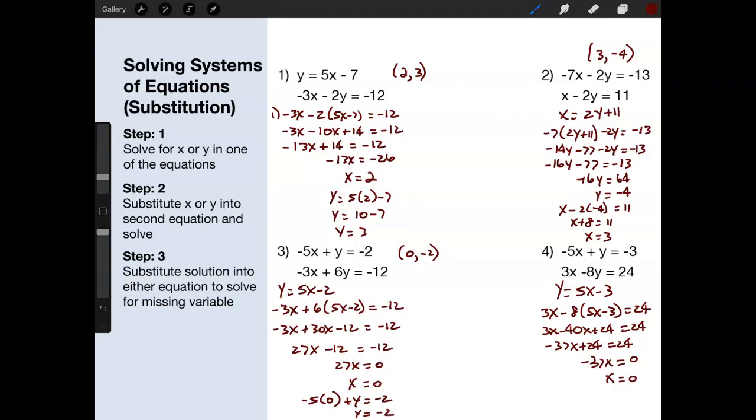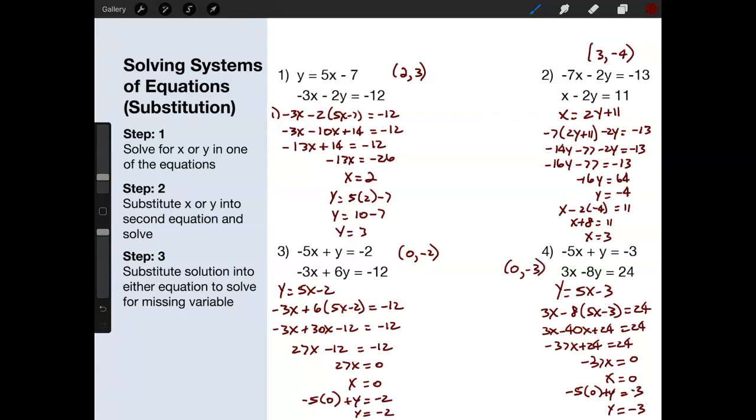We plug that back into the first equation. We have negative 5 times 0 plus y equals negative 3. And we have y is equal to negative 3. So the solution for this system is 0, negative 3.